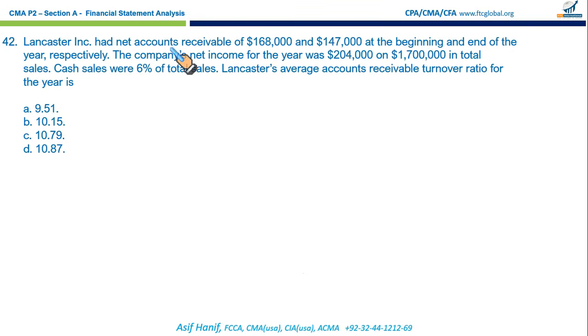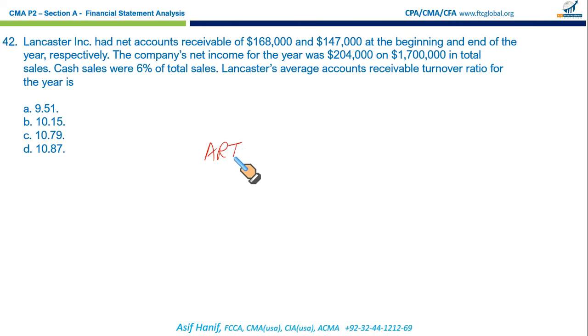Lancaster Incorporated had net account receivables of 168 and 147 at the beginning and end of the year. Opening and closing is given. The company's net income for the year is 204,000 and 1.7 million in total sales. That's net income, that's sales figure. Cash sales are 6% of the total. Lancaster's average account receivables turnover ratio.